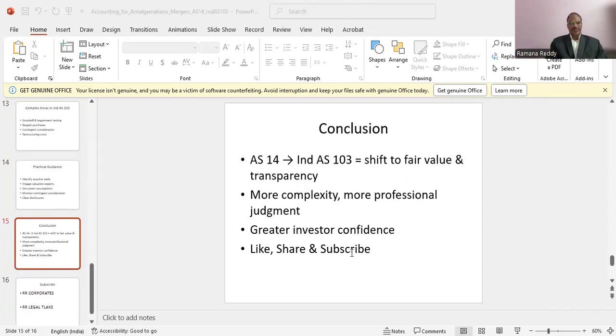Now the conclusion: the journey from AS 14 to Ind AS 103 is a shift from a flexible dual-path approach to a single fair value based, globally aligned standard. It involves more work in measurement and disclosures, greater reliance on valuation specialists, and higher judgment and documentation standards. But it also means more transparency for investors and a better reflection of the economic reality of business combinations.